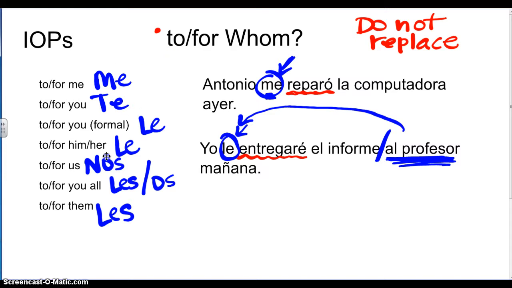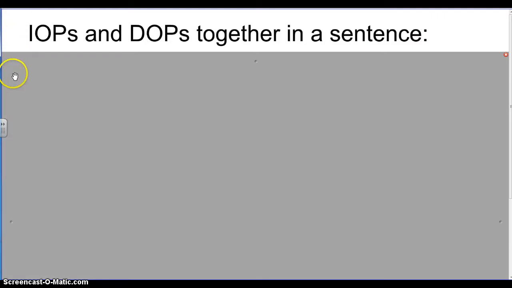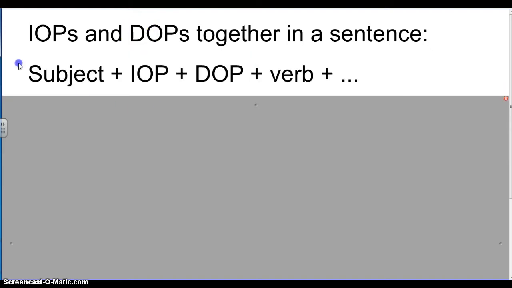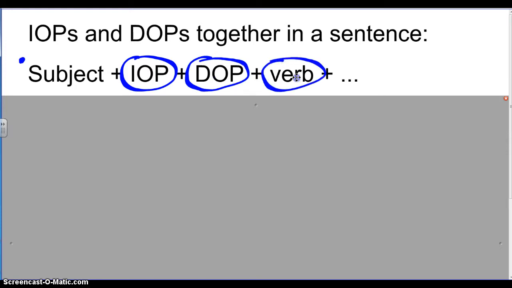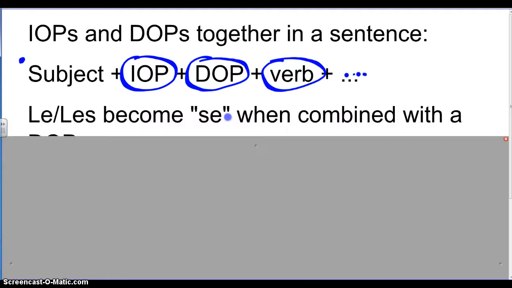It's a little word that's added to the sentence that tells you who the action is being done to or for. Now, when we use an indirect object pronoun and a direct object pronoun together in a sentence, there are a few rules that you need to know. First of all, in most sentences, we start out with the subject. The next thing that would follow would be the indirect object pronoun. The next thing that would follow would be the direct object pronoun, and the next thing that would follow would be the verb, followed by any extra information that the sentence includes.